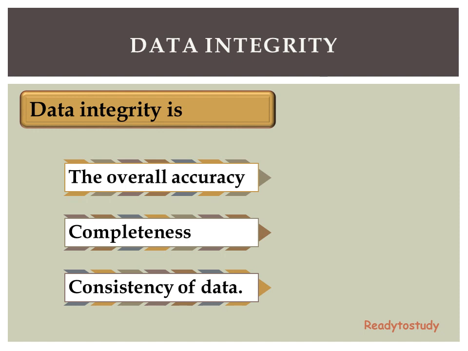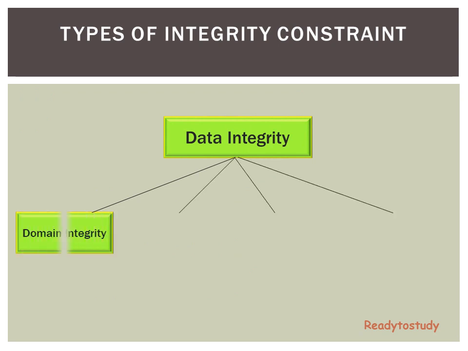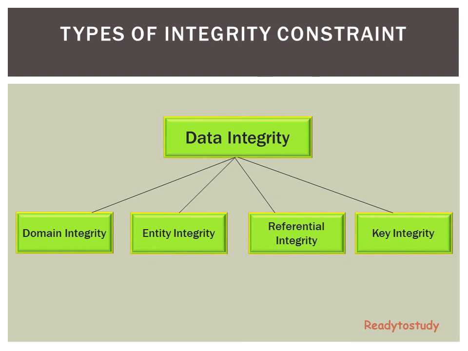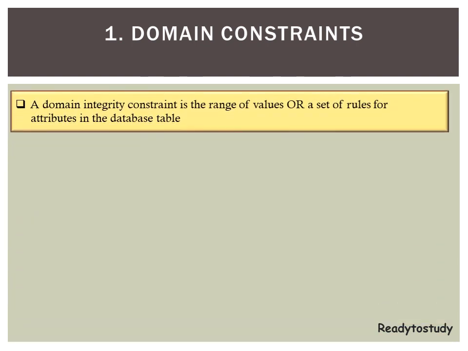Means what? If we want our database to be accurate, complete and consistent, we have to apply data integrity. So there are four types of data integrity: domain integrity, entity integrity, referential integrity and key integrity. We will learn first the domain integrity constraint.